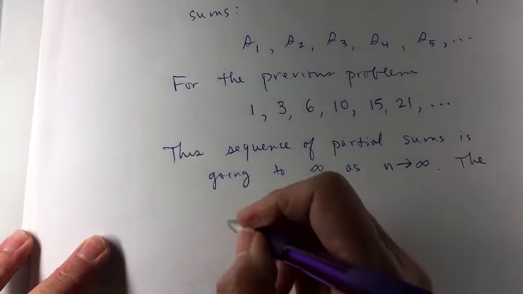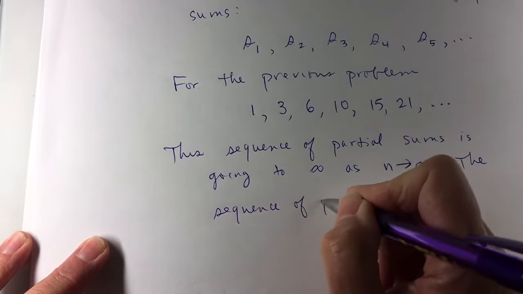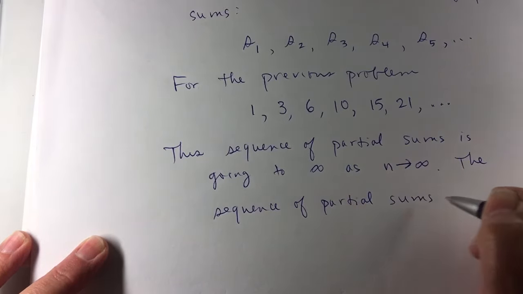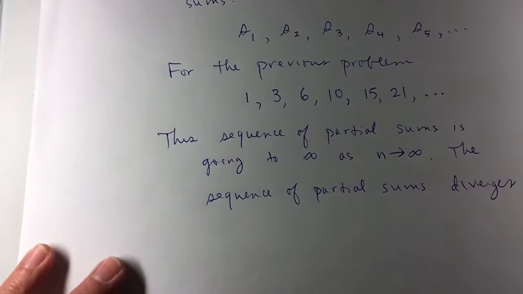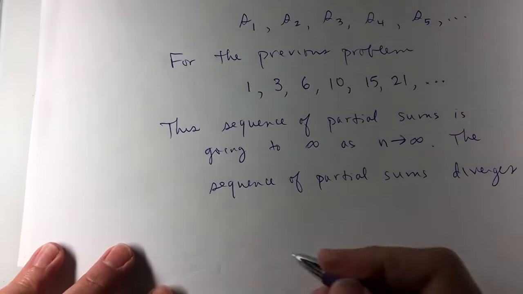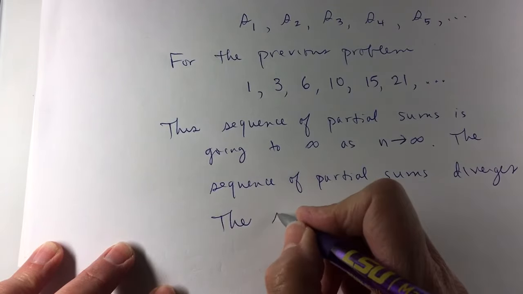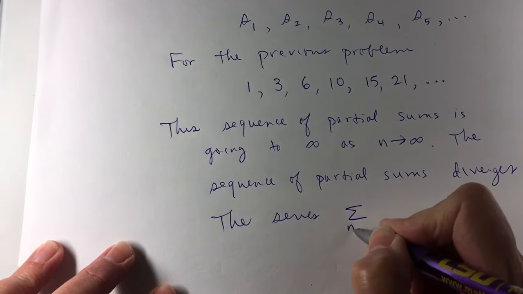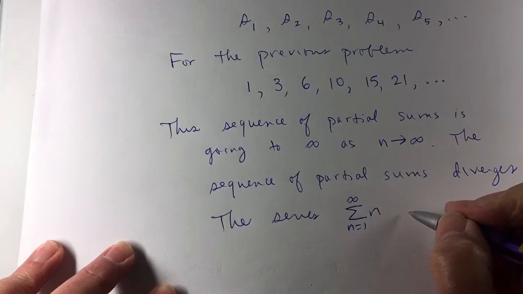The sequence of partial sums diverges, and the sequence of partial sums represents the series. The series, the sum as n goes from 1 to infinity of n, diverges.